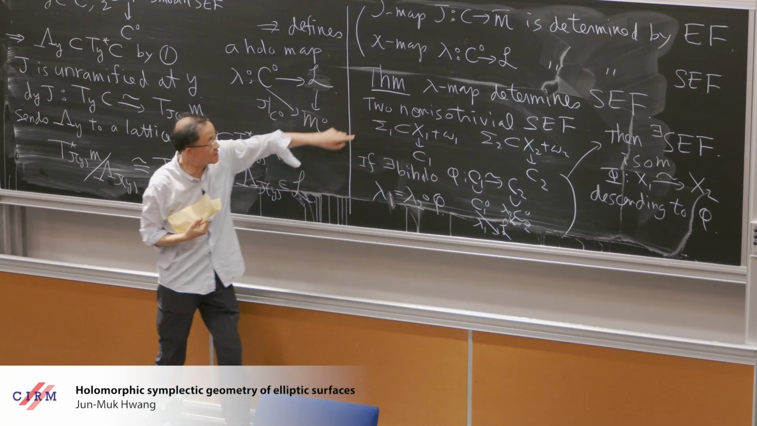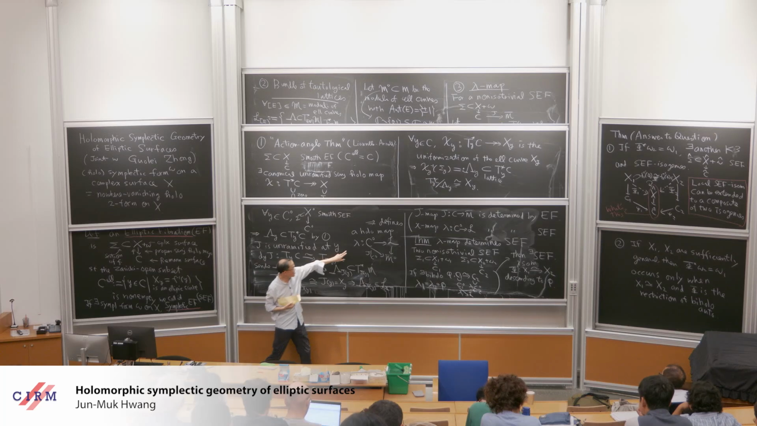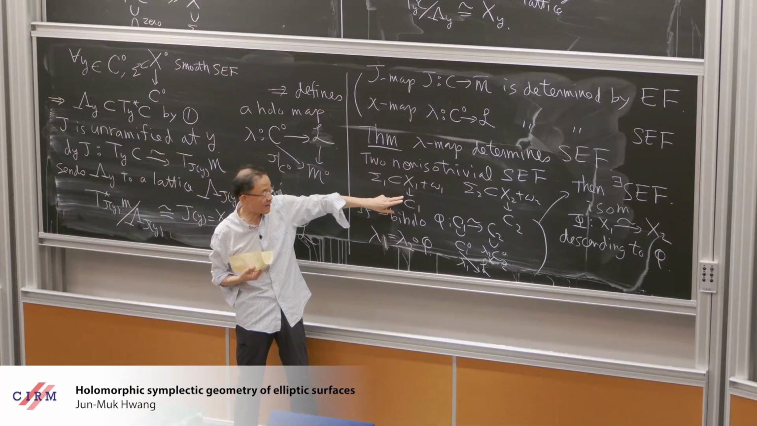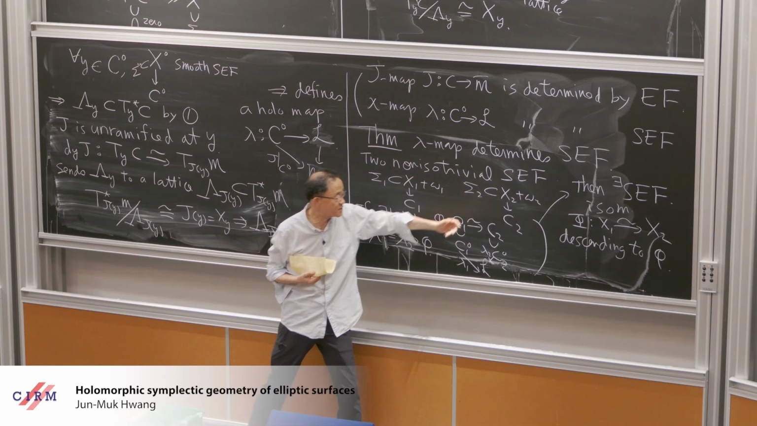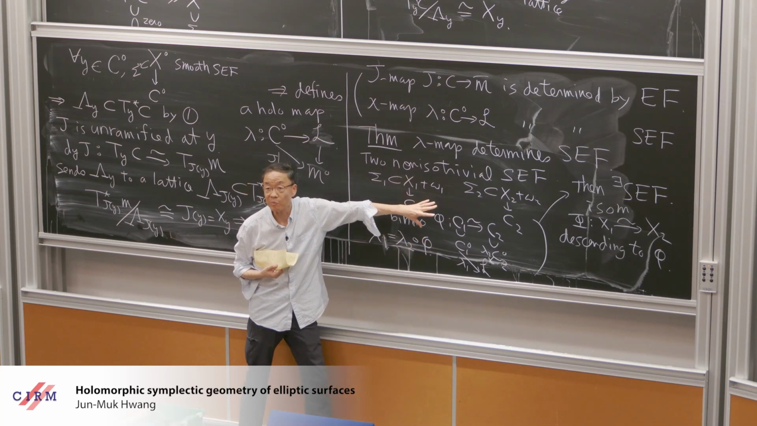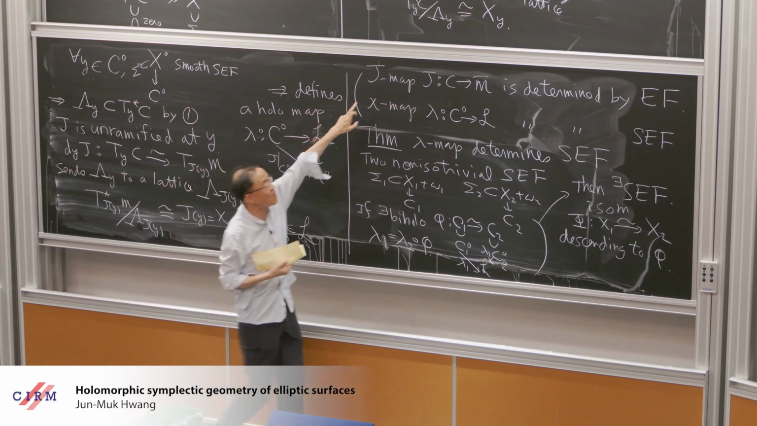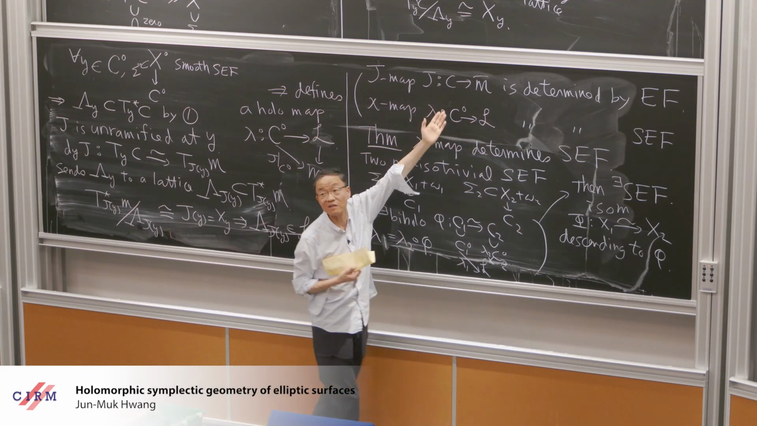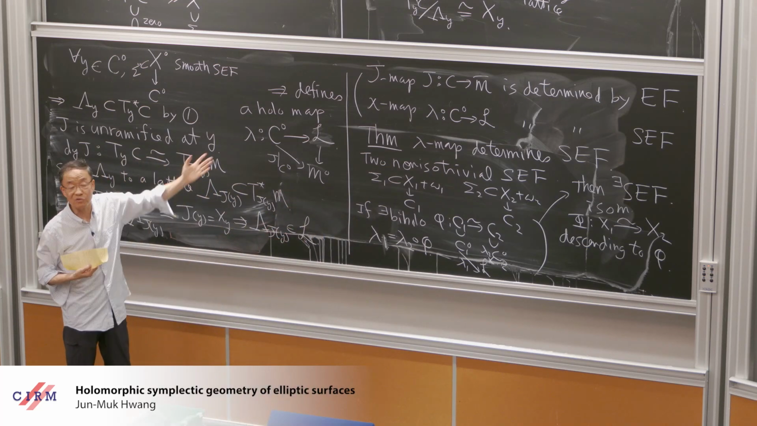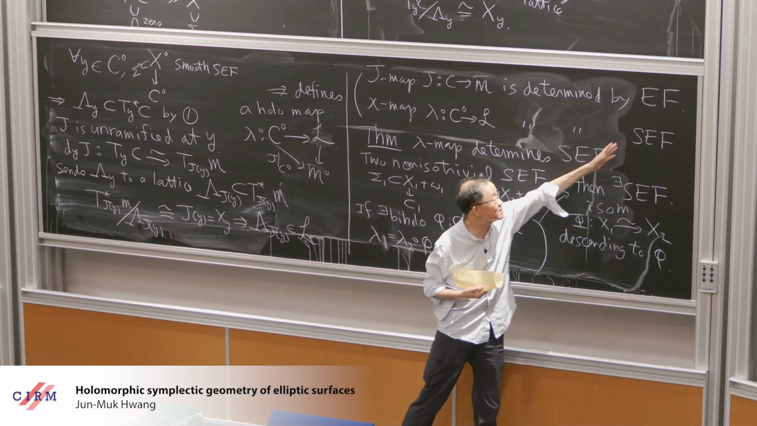So this holomorphic map lambda determines the symplectic elliptic fibration in the sense that if two symplectic elliptic fibrations have equivalent lambda map, then they must be isomorphic. And this is very different from the J map. The J map is determined by the elliptic fibration, but the J map does not determine the elliptic fibration. You need monodromy information to determine it. But this lambda map, just the map itself, determines the whole thing.